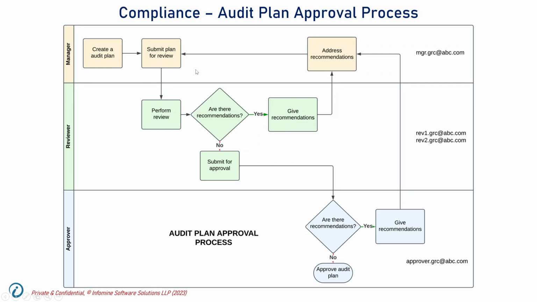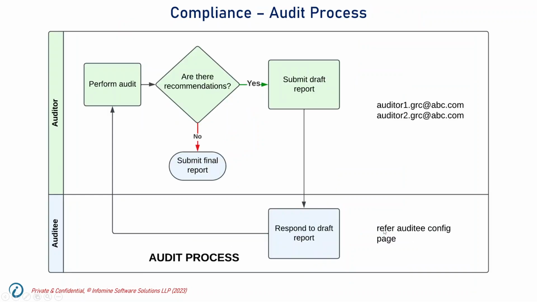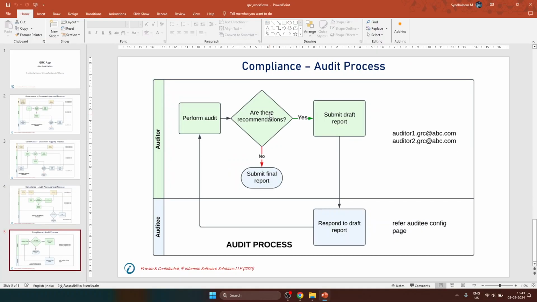The plan is submitted and a review is performed. If there are any recommendations, it's sent back again to the creator. Otherwise, it's submitted for approval, and the approval role approves the audit plan, or else recommendations are given to modify the plan. And then this is the audit process. Once the plan is approved, the concerned auditor will perform the audit, and if there are any clarifications or recommendations, they will submit a draft report which goes to the auditee. The auditee will check that and respond to the draft report, and if everything is okay, the auditor will submit a final report. Otherwise, they will again submit a draft report.